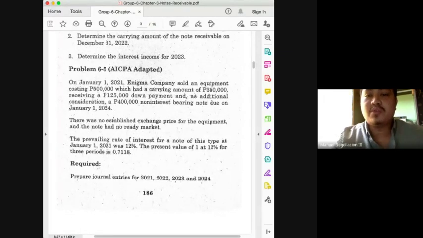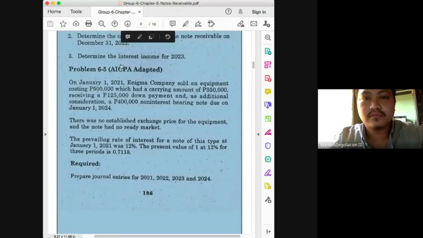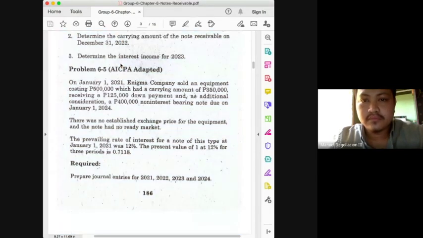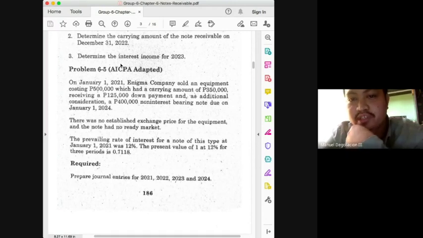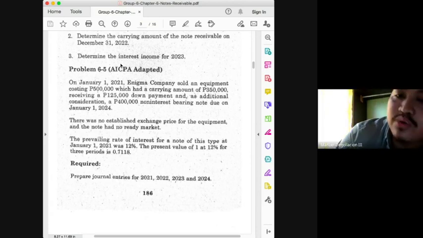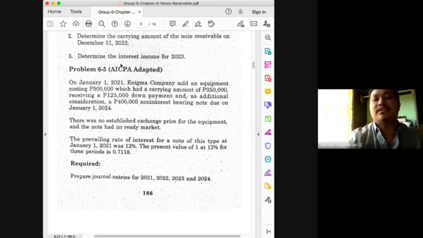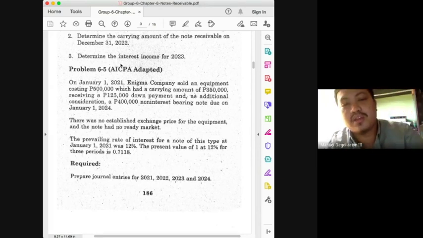On January 1, 2021, Enigma Company sold an equipment costing 500,000, which had a carrying amount of 350,000, receiving a 125,000 down payment, and as additional consideration, a 400,000 non-interest bearing note due on January 1, 2024. There was no established exchange price for the equipment, and the note had no ready market. The prevailing rate of interest for a note of this type at January 1, 2021 was 12%. Present value of 1 at 12% for 3 periods is 0.7118.